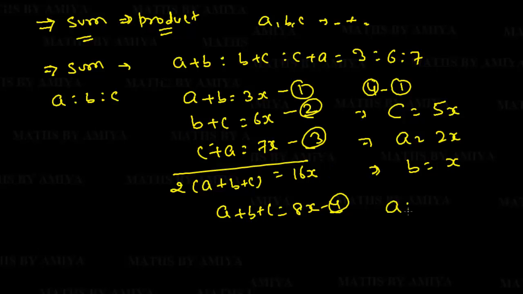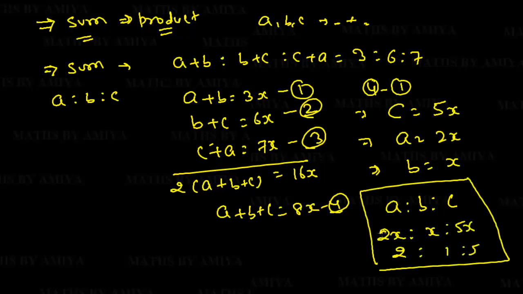So our ratio of A is to B is to C is what? 2x is to x is to 5x. So the ratio is nothing but 2 is to 1 is to 5. So this is our ratio in the simplest form of A, B, C. This is the complete concept behind this question.